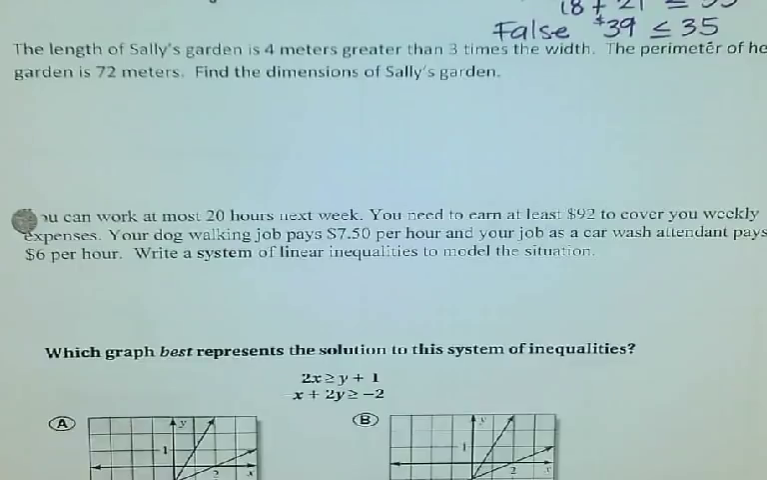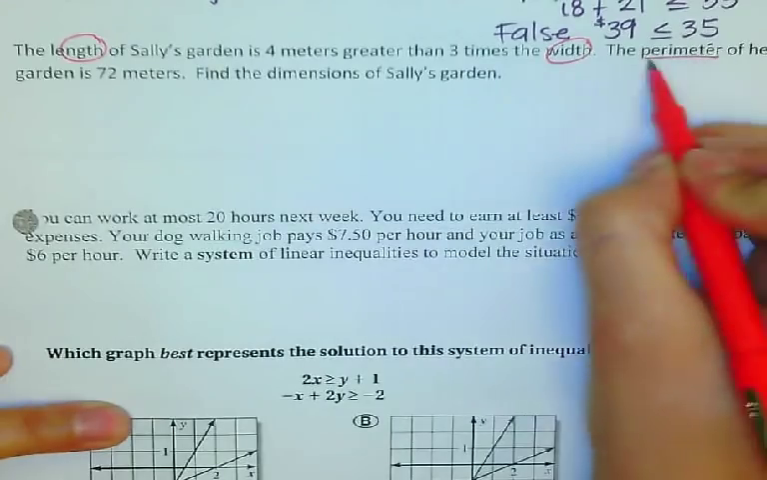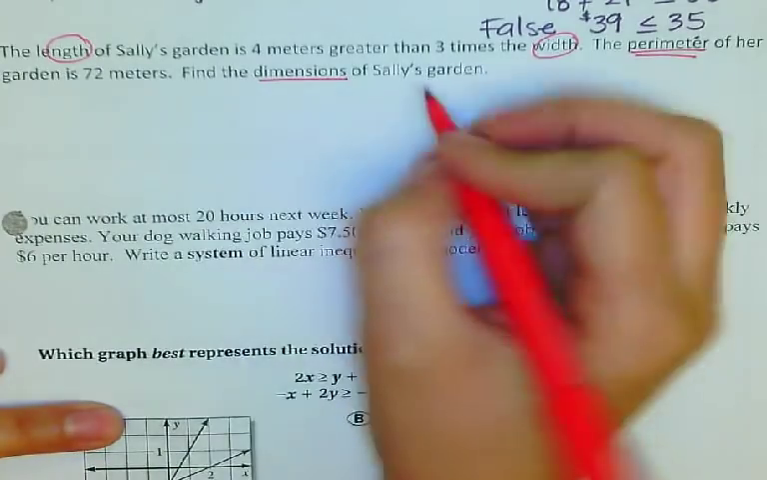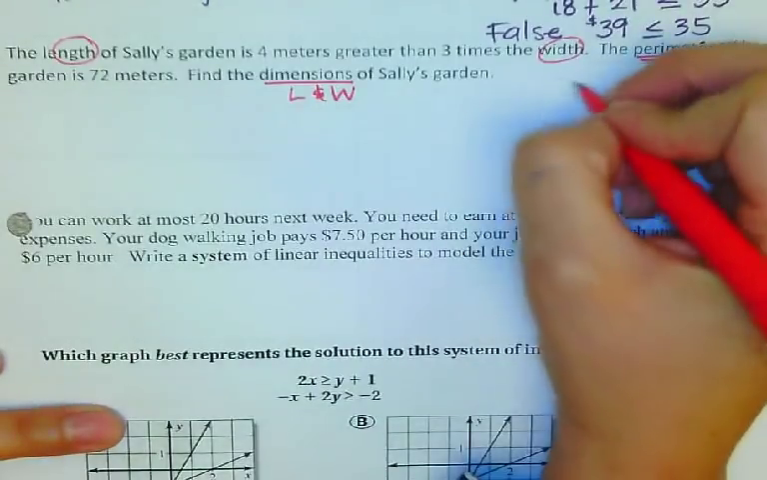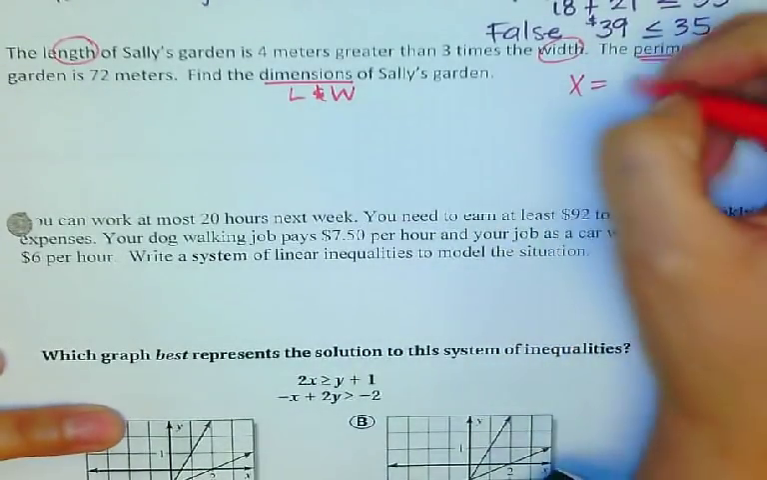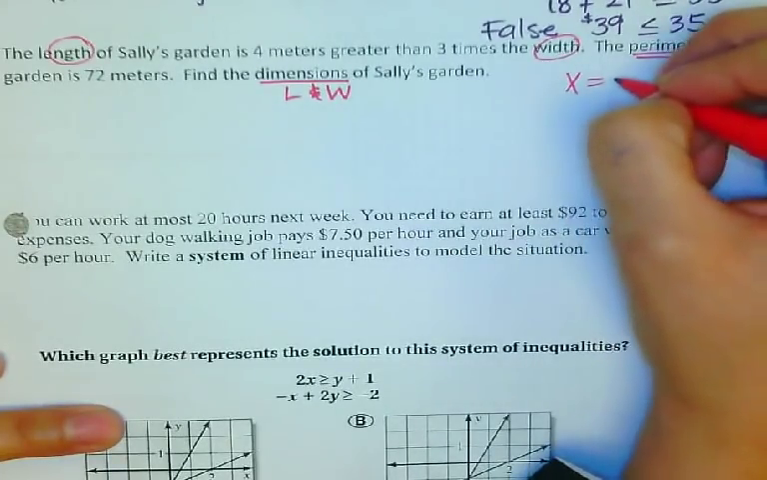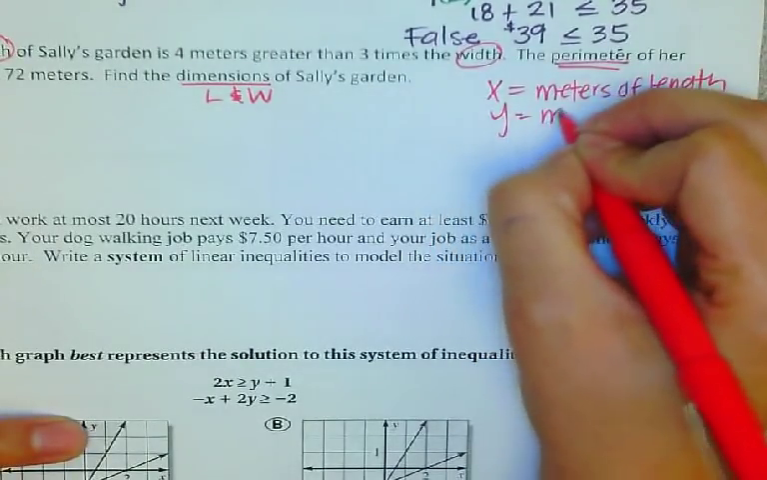So here we're talking about a garden that has a length and a width, and you're talking about perimeter. So we're talking about length, width, perimeter, etc. So find the dimensions of the garden. Dimensions, I know they're talking about length and width. So I'm going to make X the measurement of the length, in this case in meters. And the Y, I'll make it the meters of the width.